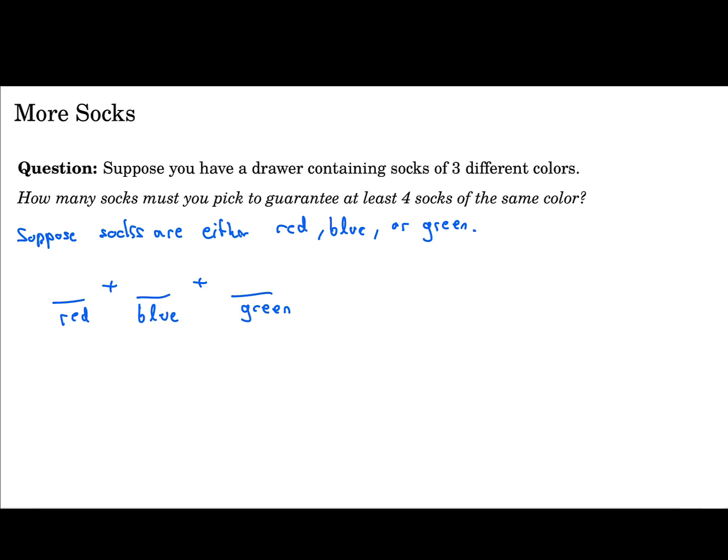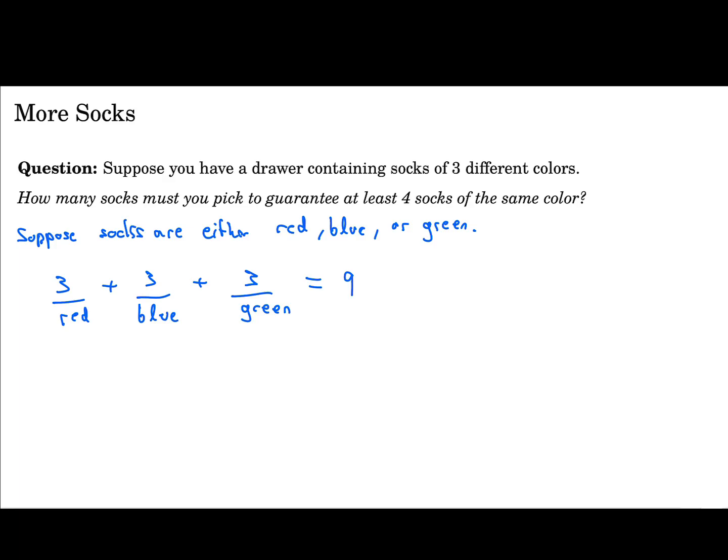So the worst case, for us, of trying to get the socks is that you get 3 red socks. Let's say you start picking out the socks and you get 3 of them, and then you don't get 4, you then get 3 blue socks, and then you get 3 green socks. So a total of 9 socks, and you don't have 4 of any of the same color.